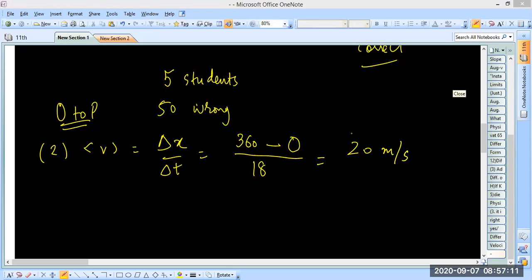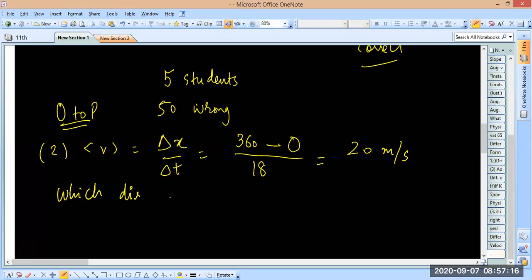All right. Now, which direction? Yes, if you don't write units, marks will be cut. Yes, 20 meters per second, correct. 20 meters per second. And which direction? Positive direction. Well done. Right side or positive? See, we have not written anything. It means this is going to be positive only, right?